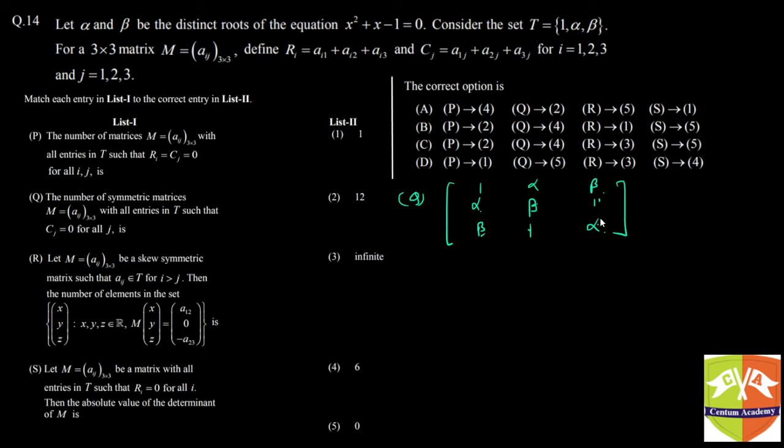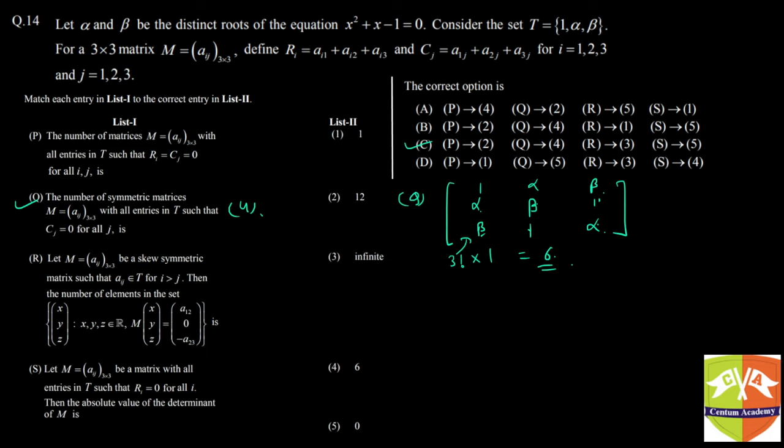Is there any other way of doing it? We arbitrarily wrote 1, alpha, beta in the first column, right? We could have written any of the permutations. So the first column can be filled in 3 factorial ways. And then how many ways are there of filling the remaining columns? There is only one way, so it should be 6. So what was the answer for option C? For Q, it was number 4, that is 6. So yes, that is correct. That is what we expected because the correct answer is already C. So 3 factorial into 1, that is 6, is the number of such matrices which satisfy the condition in Q.